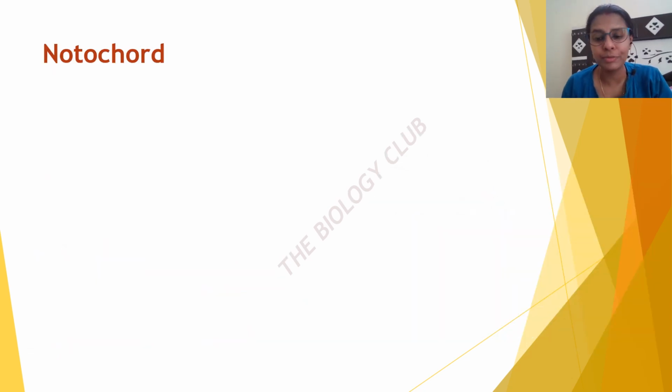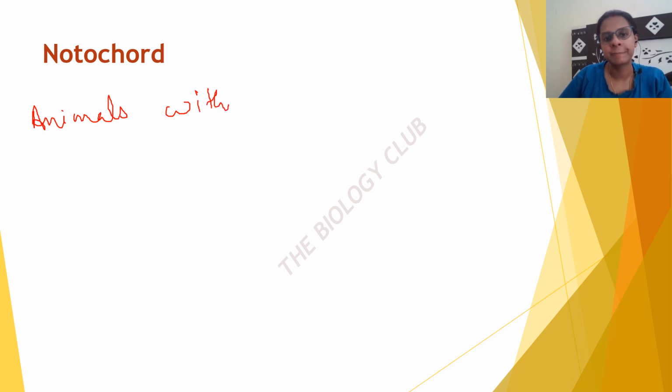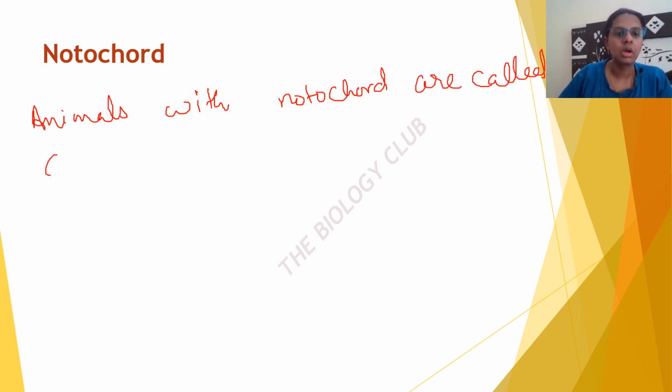Now, we will talk about a very important part, that is notochord. Animals with notochord are called chordates. Those without it are known as non-chordates. So let me write it down for you. Animals with notochord are called chordates.